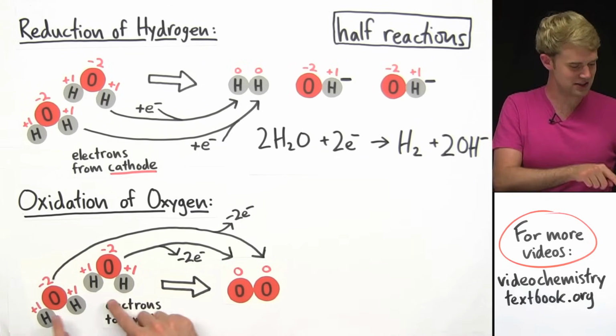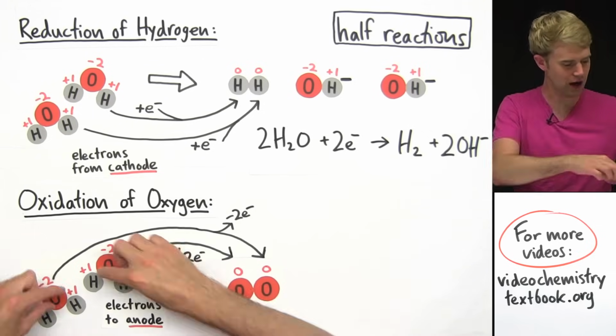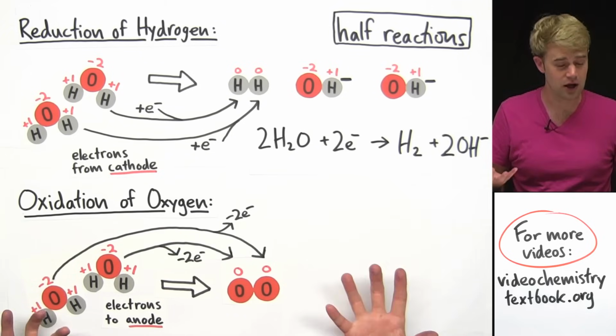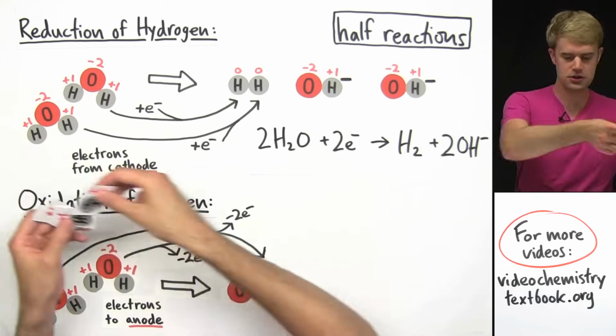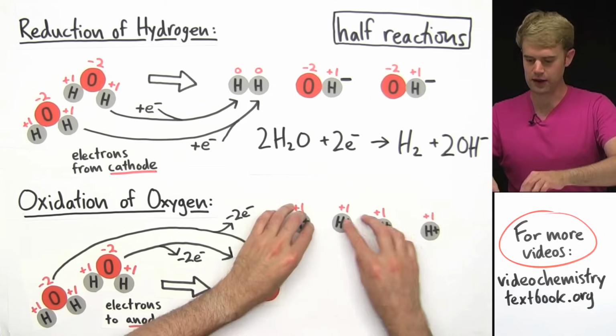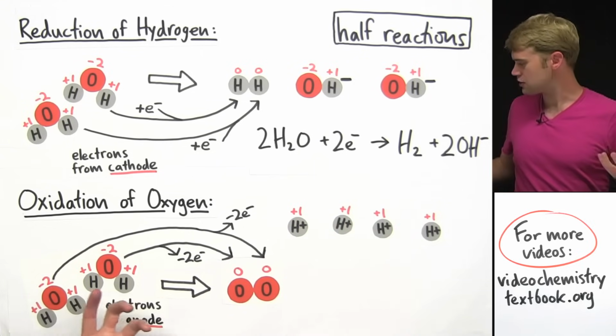What about the rest of this? Well, we have 4 hydrogens left over after we pull off those oxygens, and their oxidation numbers are not changing because we're not adding or removing electrons. So we're just going to get 4 H pluses over here left over that have an oxidation number of plus 1 because that's not changing.